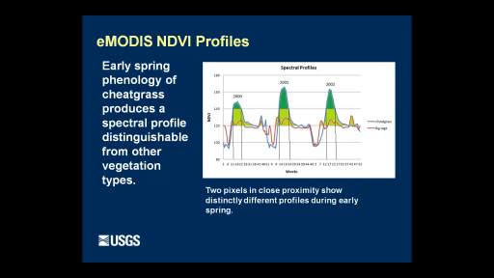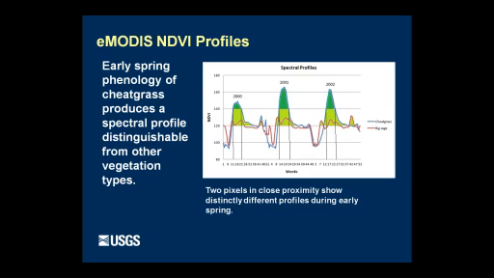Now, the one thing about cheatgrass is its spring phenology is earlier than most other vegetation types in the Great Basin. Therefore, it produces a profile that's distinguishable from these other vegetation types. And this graph here that we're showing is showing 2 pixels, the profile of 2 pixels in close proximity.